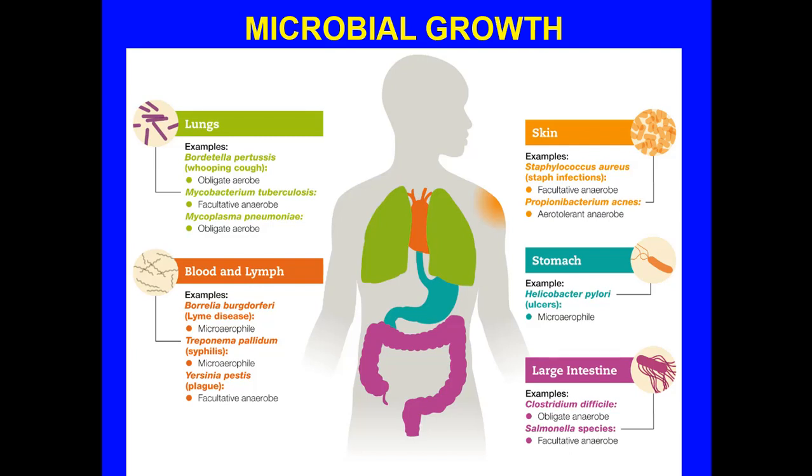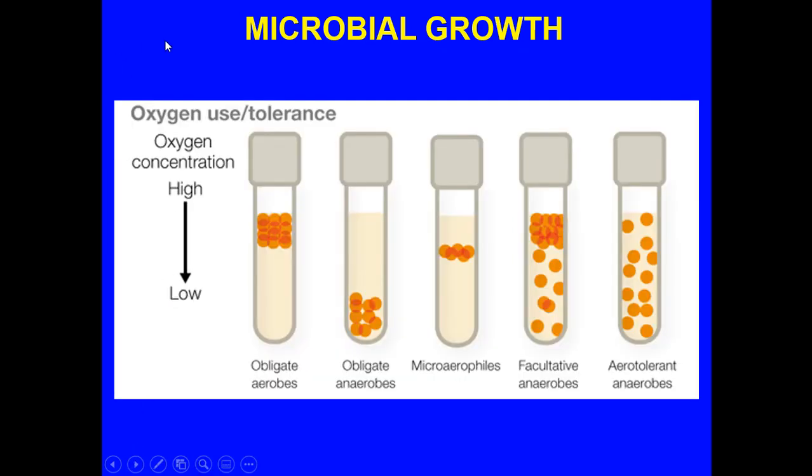The blood and lymph, you will find Borrelia burgdorferi, the agent that causes Lyme disease. This is a microaerophile, whereas Treponema pallidum, which causes syphilis, is a microaerophile. And Yersinia pestis, the agent that causes plague, is a facultative anaerobe. Moving forward, here's an example that you might see as oxygen concentration goes from high to low.